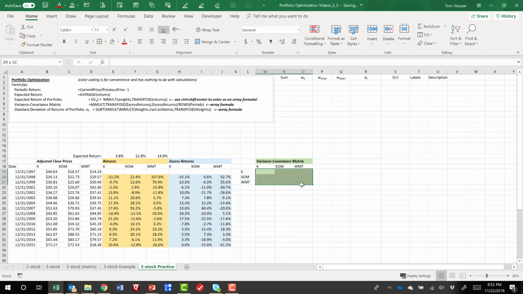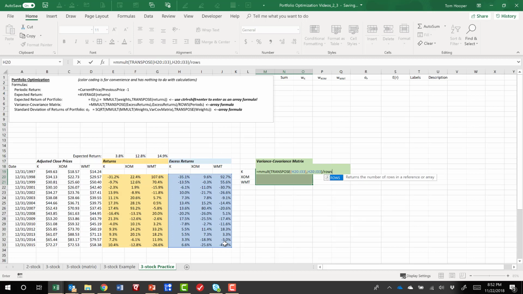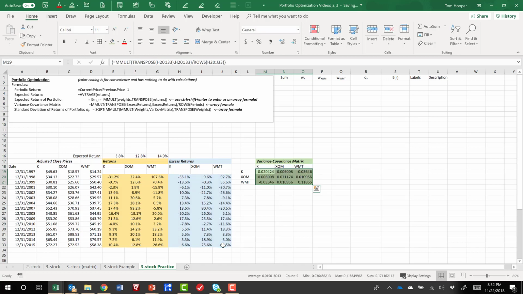Then the variance-covariance matrix is equal to the matrix multiplication of the transpose of the excess returns multiplied by the excess returns, and all of that divided by the number of rows in the excess returns. Control-Shift-Enter, and we have the variance-covariance matrix.